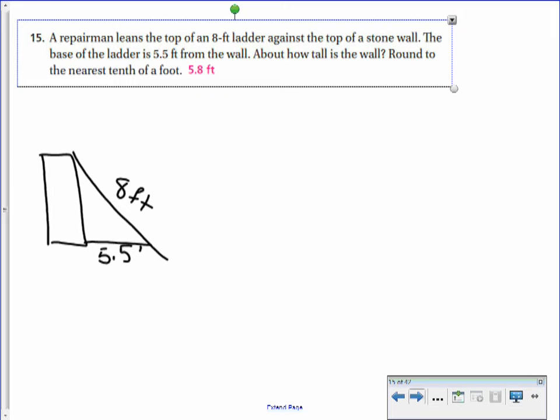So we're missing a leg. We have to square that, and of course we have to simplify all that. So that ends up to 5.8. Questions, concerns, issues?